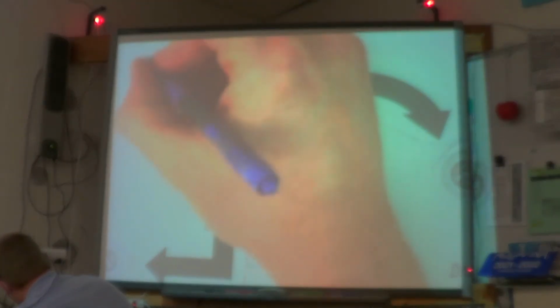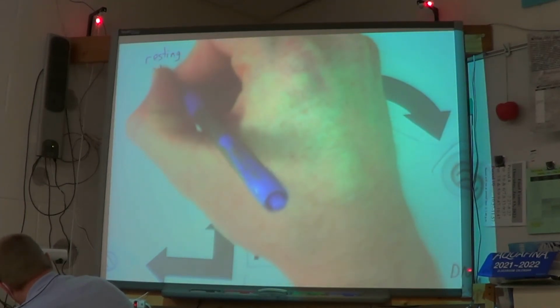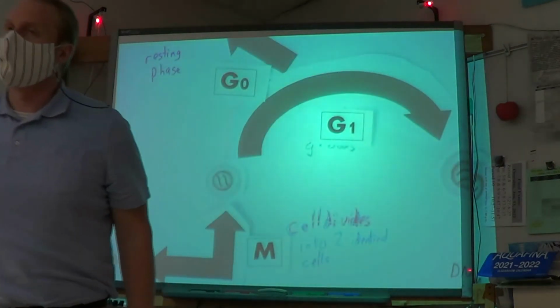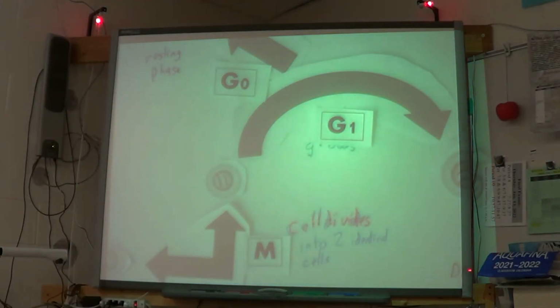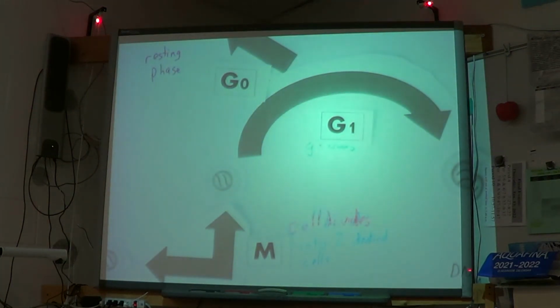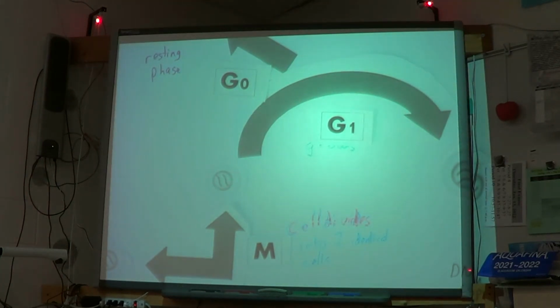G0 is a resting phase, is what we call it. Some cells go into G0 and stay there forever. Some cells go to G0 to come back in. Yesterday in your activity, it asked you to draw an arrow coming out of G1 and then going to G0 and coming back in, because sometimes they can re-enter.